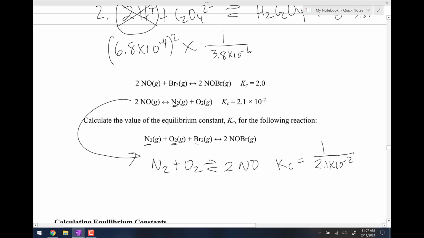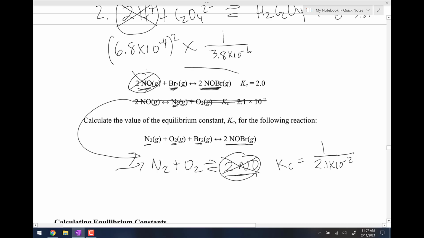I need Br2 as a reactant. Oh, hey, I already have it as a reactant right here. And then I need two NOBrs as a product. Hey, what do you know? I have two NOBrs as a product already. Okay, now notice in this second equation here, remember this isn't here anymore, now we have this equation, that we made two NOs, and notice in this equation, we have two NOs as reactants. So here we have them as a reactant, here we have them as a product. What does that mean? It means they cancel out.